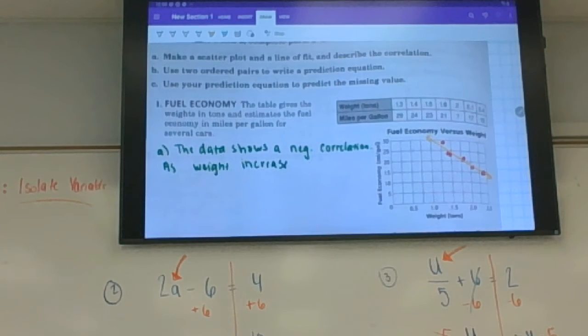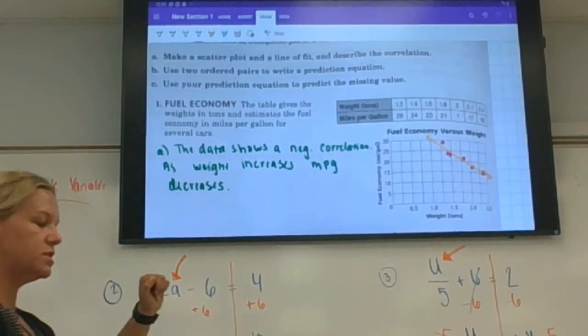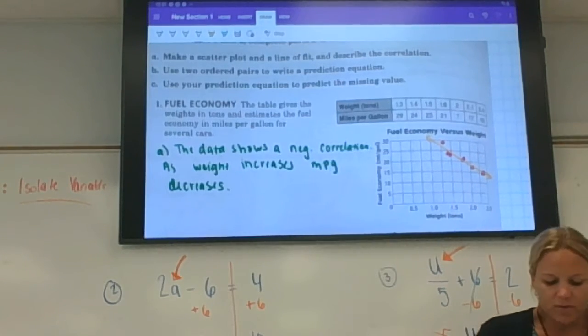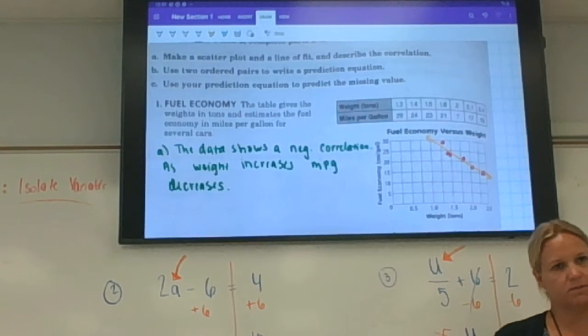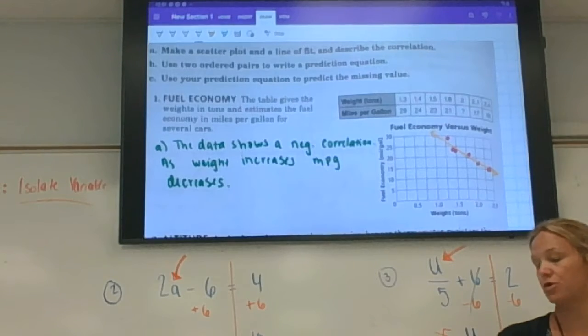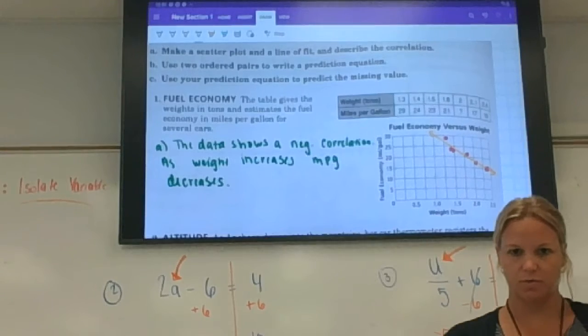Look at this sentence I'm writing. As weight increases, miles per gallon decreases. Let's understand that negative correlation. A negative relationship means when one thing goes up, the other one's going down. And you guys know this, as a vehicle gets heavier, it gets less miles per gallon, right? Like the tractor on the farm, it's extremely heavy. It doesn't get very many miles per gallon. And it's working hard too.